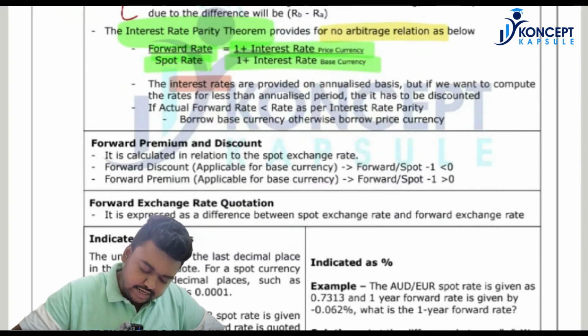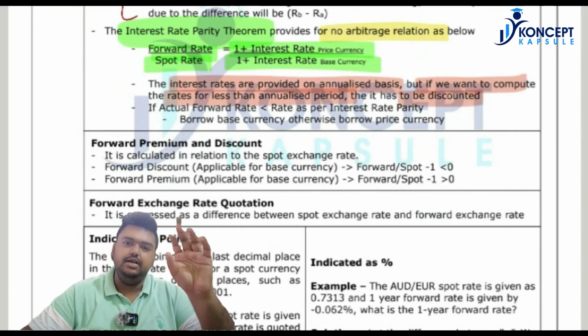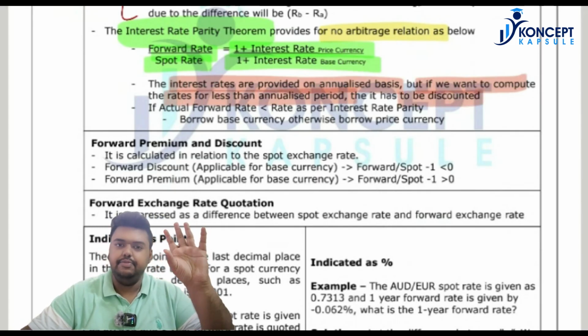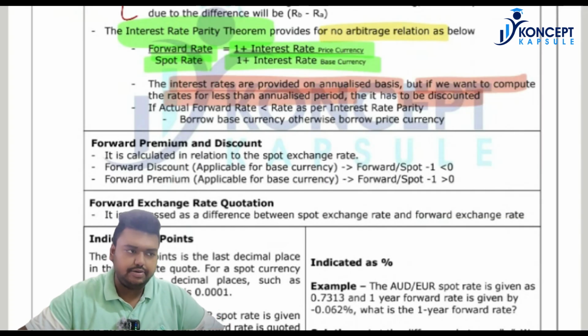The interest rates are provided on an annualized basis, but if we want to compute the rate for a period less than annualized, it has to be discounted. Very logical thing. All the interest rates that we were talking about are annualized, but even for a period less than 12 months, we'll have to discount it.